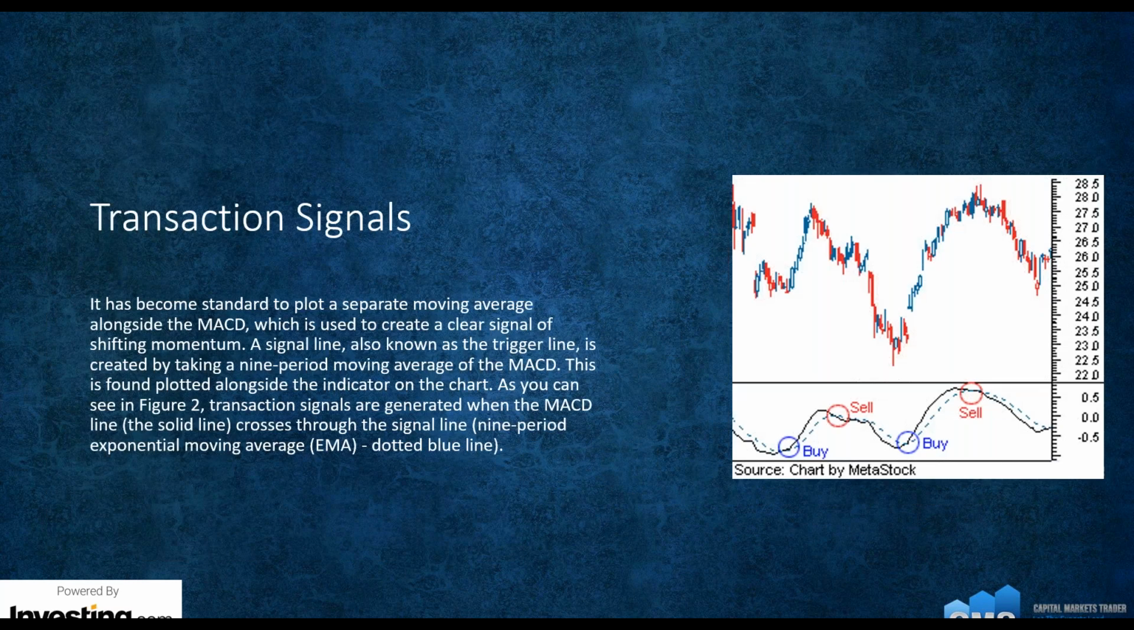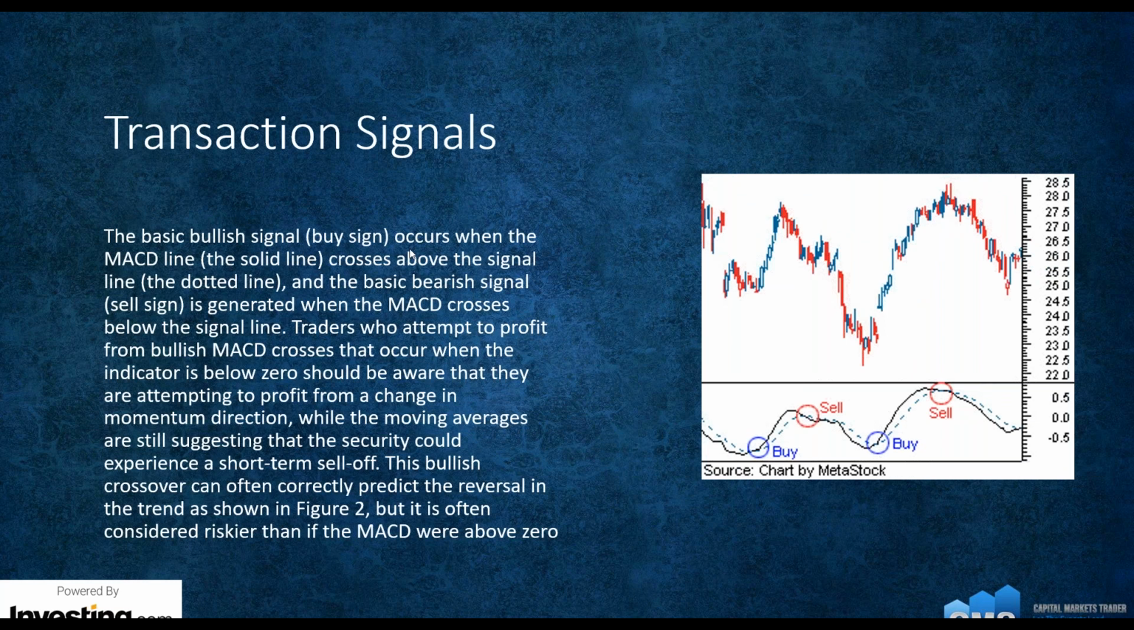So it has become standard to plot a separate moving average alongside the MACD signal line. This signal line is also sometimes called a trigger line. Why? Because it triggers buy and sell signals. The bullish signal, or the buy signal, occurs when the MACD line, the solid line in this case, crosses above the signal line. And the basic bearish signal is generated when the MACD crosses below the signal line.